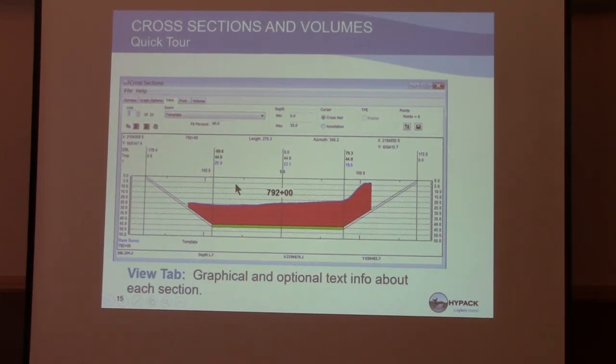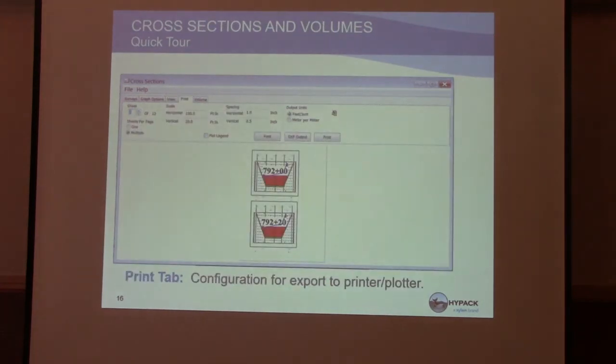Any questions about what you're seeing on the screen yet? Then we have our printing tab where we can output to DXF or plot to a plotter. You can take all your sections, multiple of them, and plot them on a plotting sheet or plot them out on a plotter, or put them out to a DXF file that you can bring into CAD later.